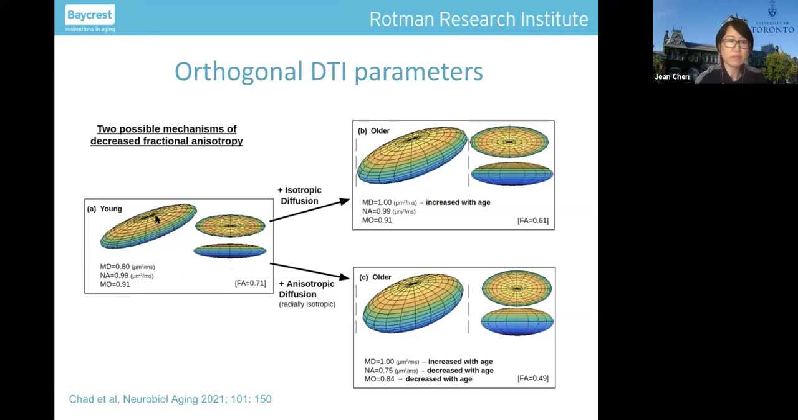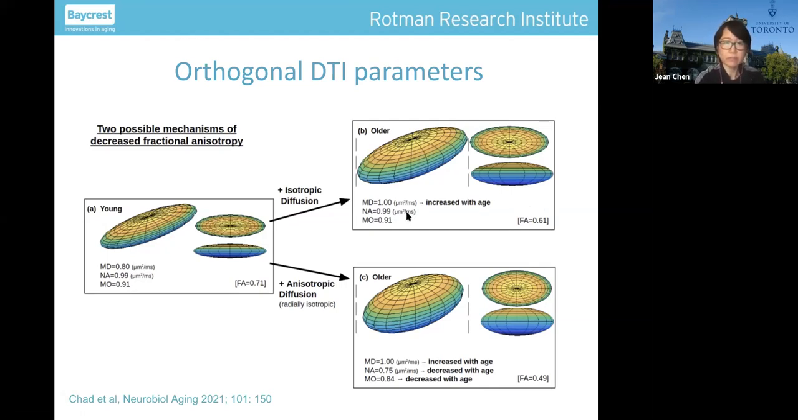If we assume at baseline in this example, this is a cartoon of a young person's diffusion tensor, we have an FA of 0.71, which is based on simulations that use these particular values. So mean diffusivity is 0.8, norm of anisotropy is extremely high, 0.99, and the mode is 0.91. So this is a nice and anisotropic and linear tensor. Now, FA can go down in aging for two different reasons, one of which has nothing to do with anisotropy.